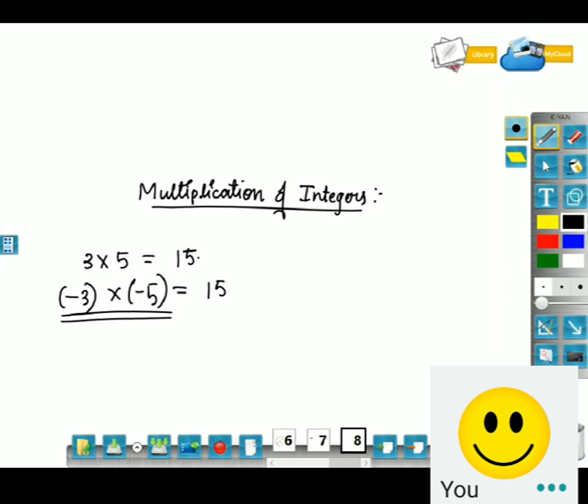Okay. Now let's see what will happen when the signs are different. That means one number is positive and another number is negative. Let us take one example: 7 into minus 3. Here 7 is a positive number and minus 3 is a negative integer. So on multiplying these two, we'll get a negative answer. That means when the signs are the same, we'll get a positive answer, and when the signs are different, we'll get a negative answer. So it will be minus 21.